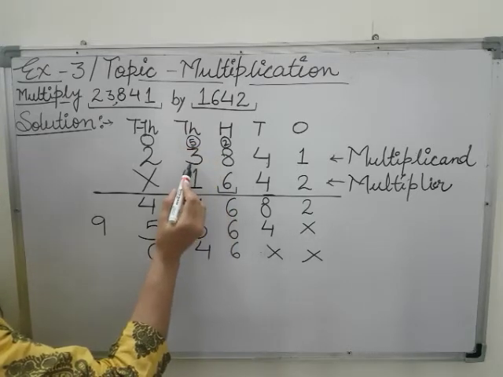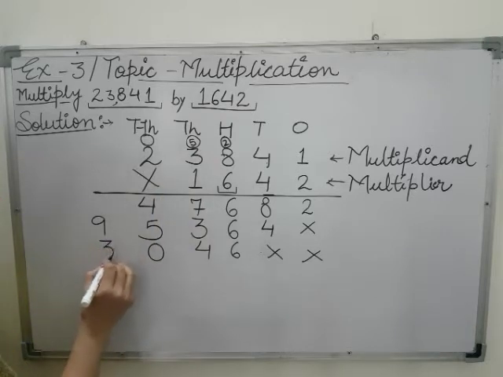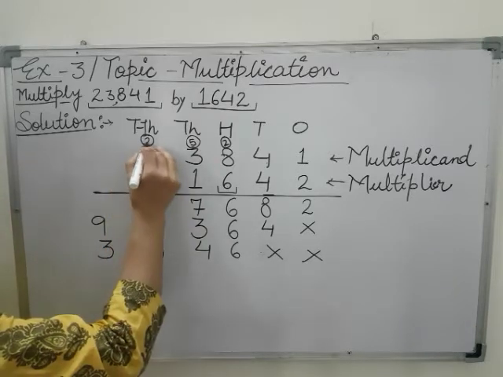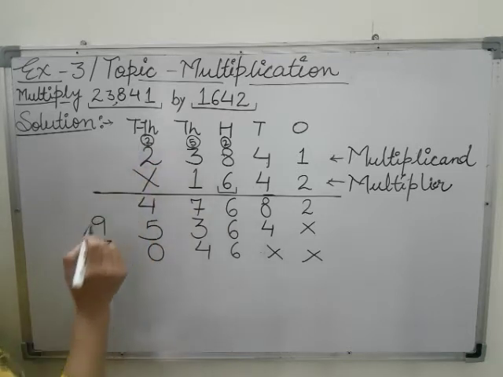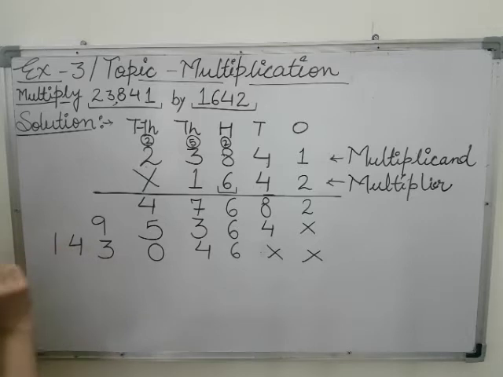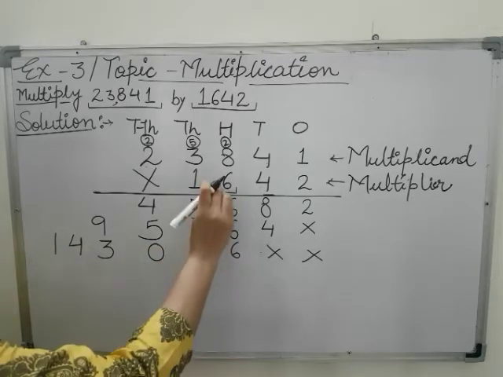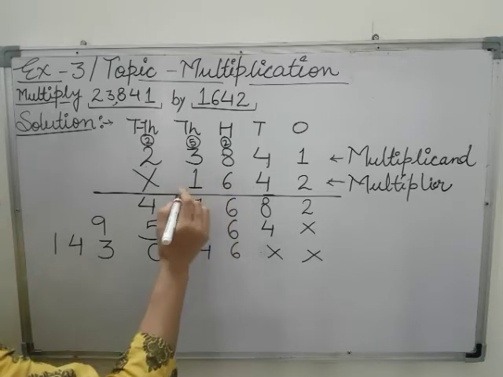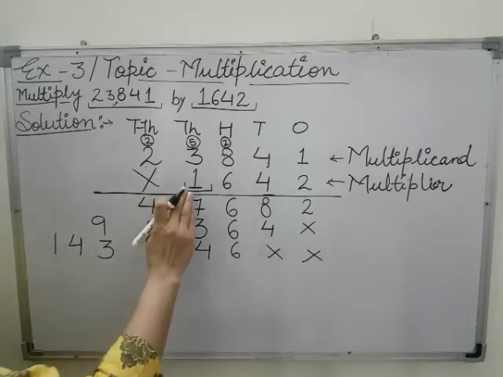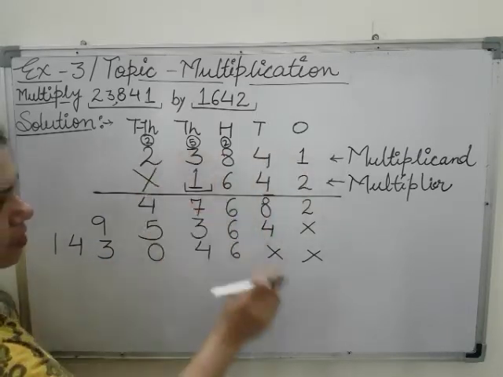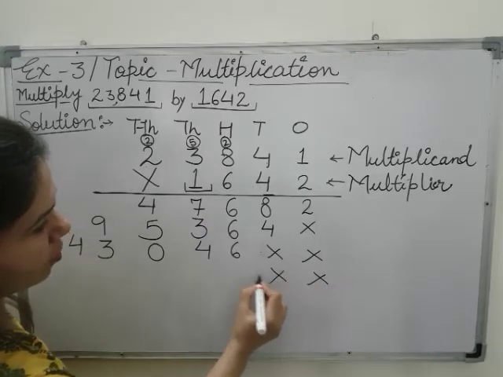Now 6 threes are 18, 18 plus 5, it's 23. So 3 here and 2 carry, which is here. So 6 twos are 12, 12 plus 2, 14. Now we have done the multiplication of the hundreds place. So we move to the next place, which is the thousands place, and we will write the product of these numbers over here. But before starting, first we place 3 crosses.